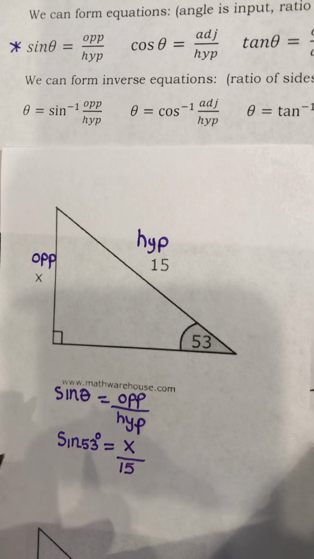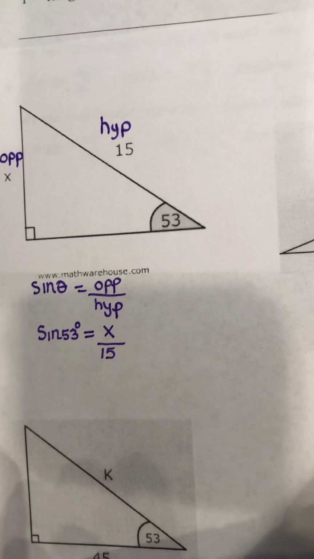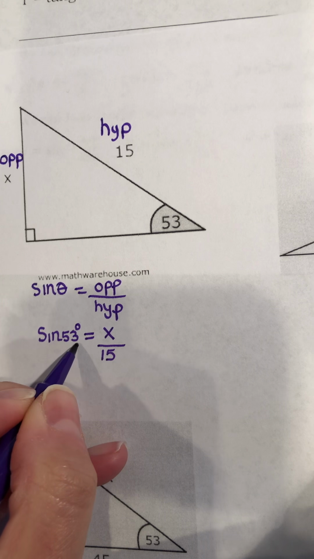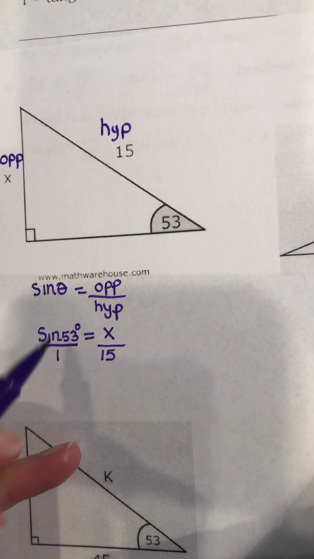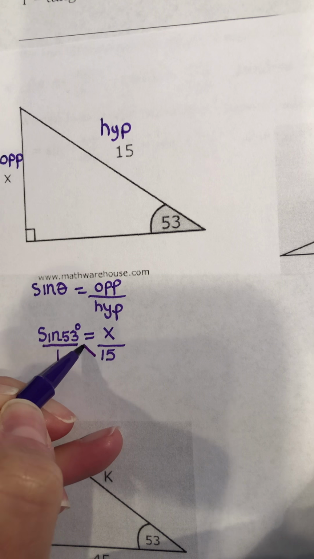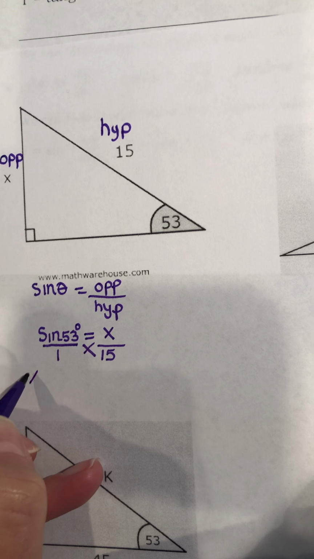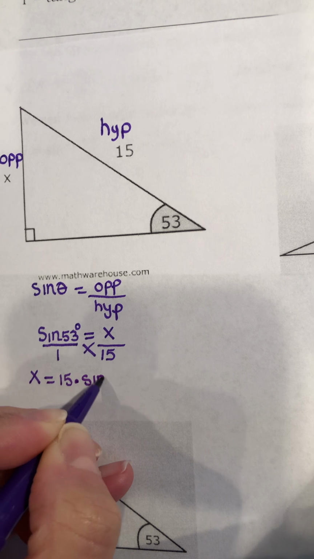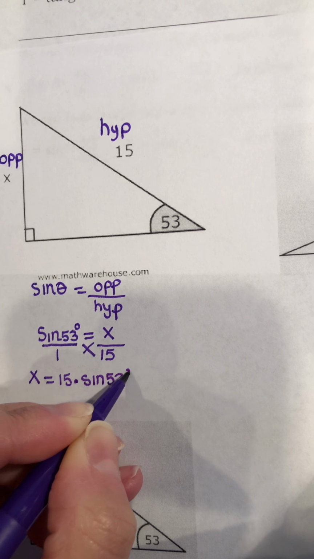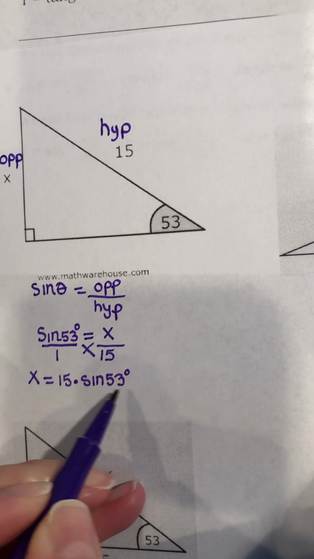Okay, now, my advice would be in order to solve for x, what would make the most sense is to put the sine of 53 over 1. Now we have formed a proportion where two fractions are equal, and the easiest way to solve is to cross multiply. So x times 1 is x, and that equals 15 times the sine of 53. And I would put the 15 in front because when you type it in your calculator, it'll be less confusing.